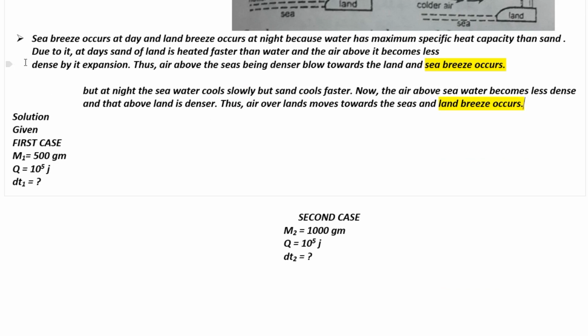than sand. Due to it, at day, the sand of the land is heated faster than water and the air above it becomes less dense by its expansion. So due to that, the air above the sea, being denser, blows toward the land and it causes what? Sea breeze. But at night it is just the reverse of sea breeze. At night the sea water cools slowly but sand cools faster. Now the air above the sea water becomes less dense and that above the land is denser. Thus, air over land moves toward the sea and land breeze occurs.